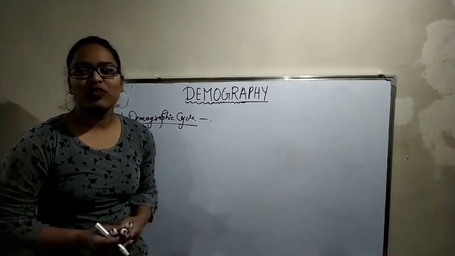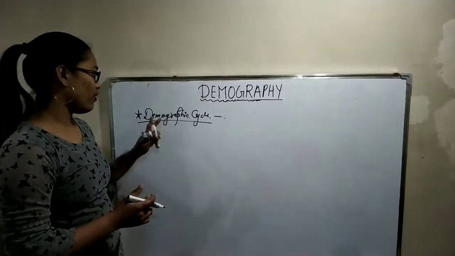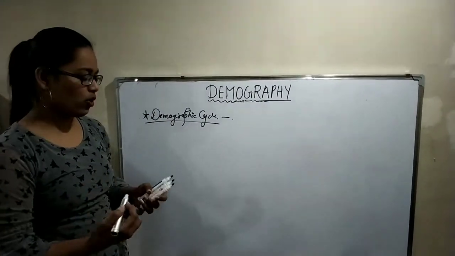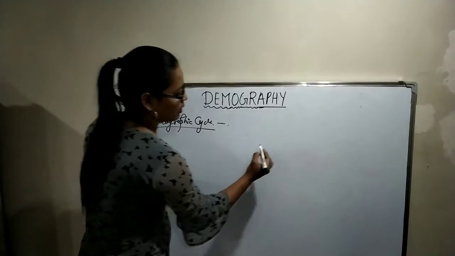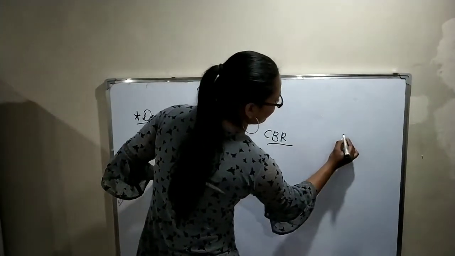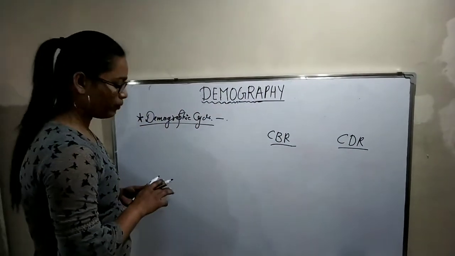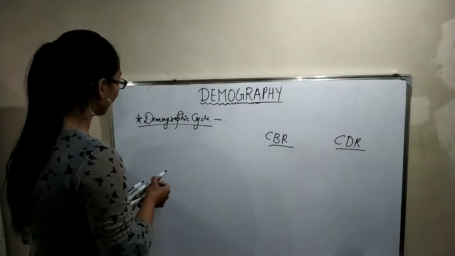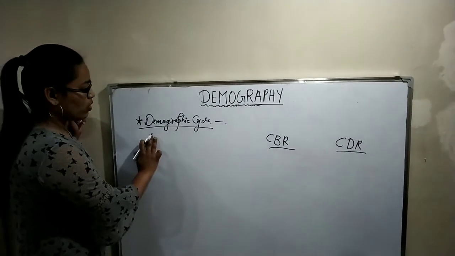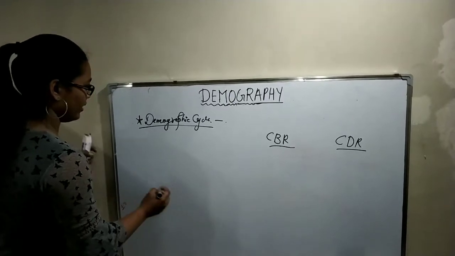Whenever a country is formed, it has to pass through 5 stages of the demographic cycle, which is based on the CBR, crude birth rate, and CDR, crude death rate. So, what are the 5 stages of demographic cycle? Let us discuss.